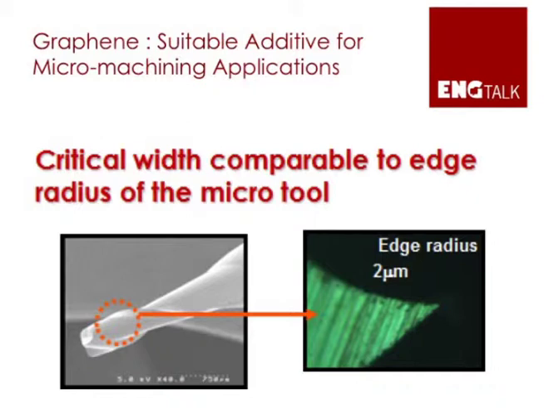If you remember, the edge radius of the tool is around 2 microns. So the idea was, would graphene be big enough to just go in and wrap that edge as a blanket when the tool is actually performing the cutting operation?